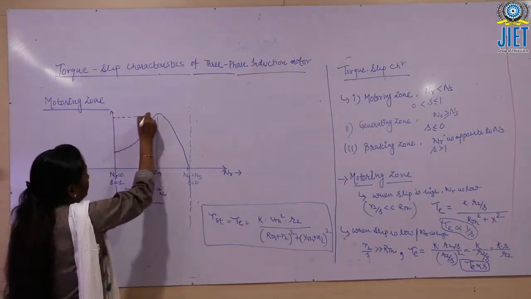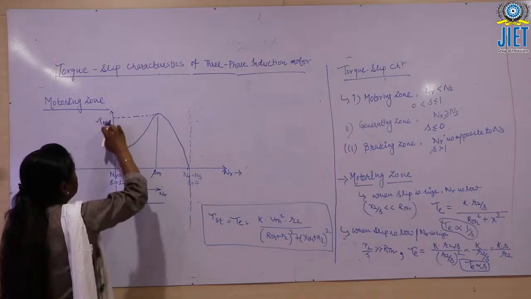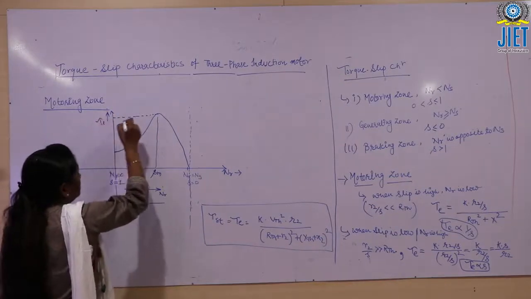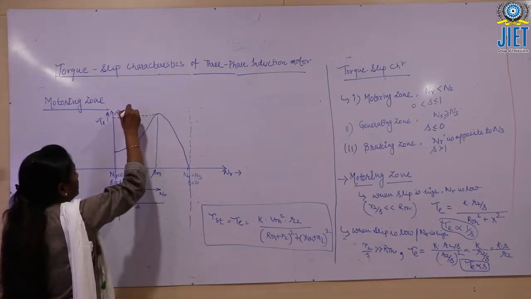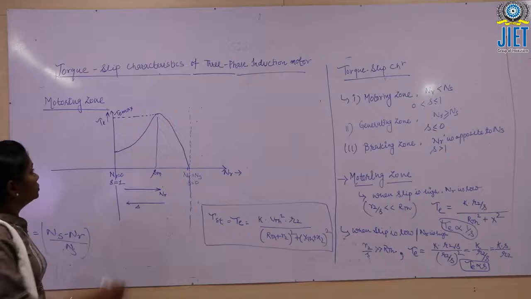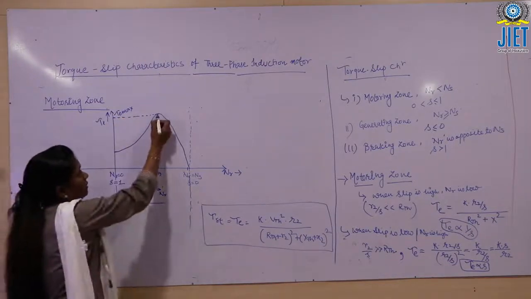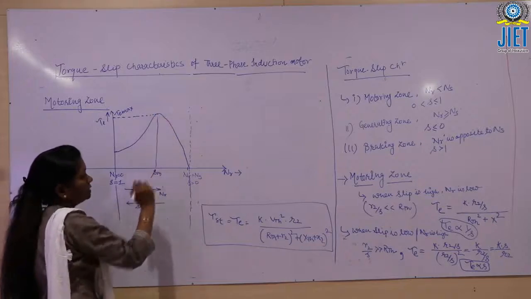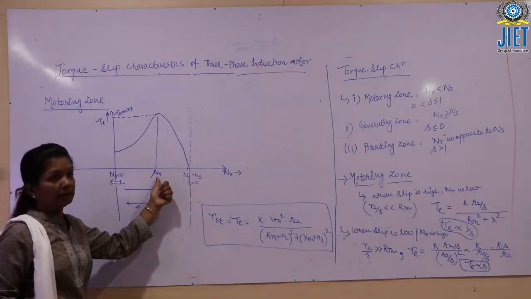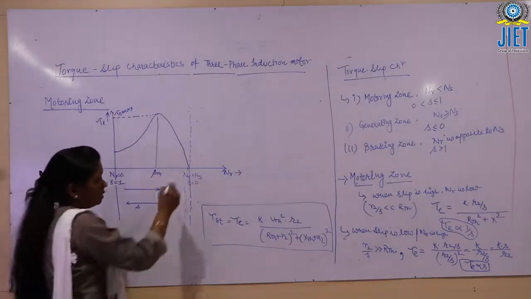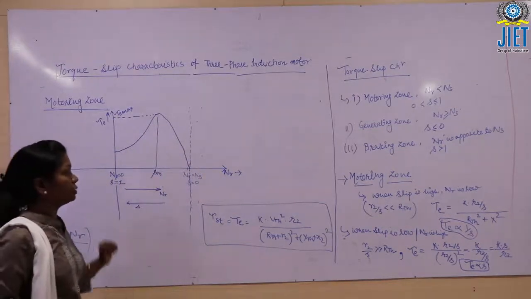On the y-axis, definitely there is torque developed, that is torque Te, and this torque, which is the maximum one, it is known as Te maximum. So this is the maximum torque value, and the maximum torque exists at certain slip, and the slip is known as Sm, that is slip at the maximum torque. Now this is the characteristic in the motoring zone.